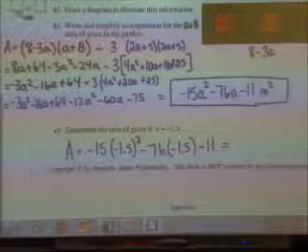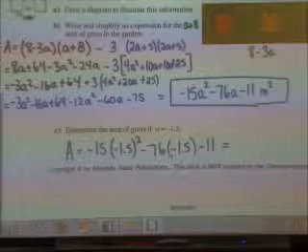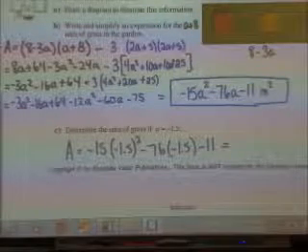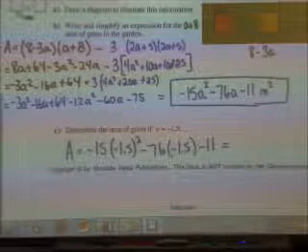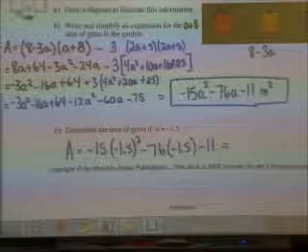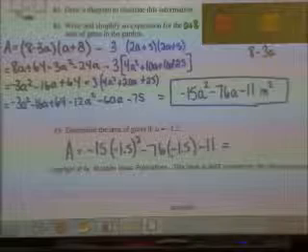If I get a negative answer, should I recheck things? Yes, because I can't have negative area. So I want to make sure that this answer is positive.